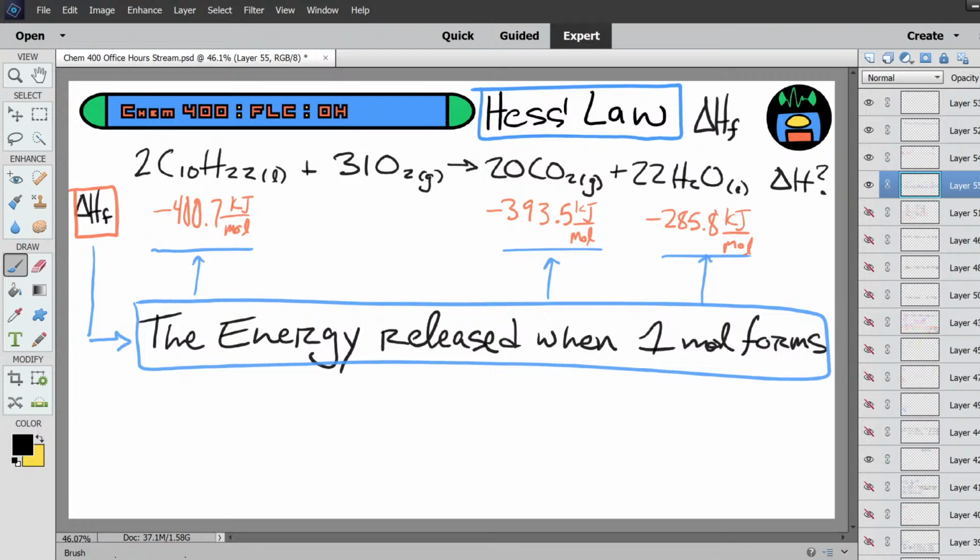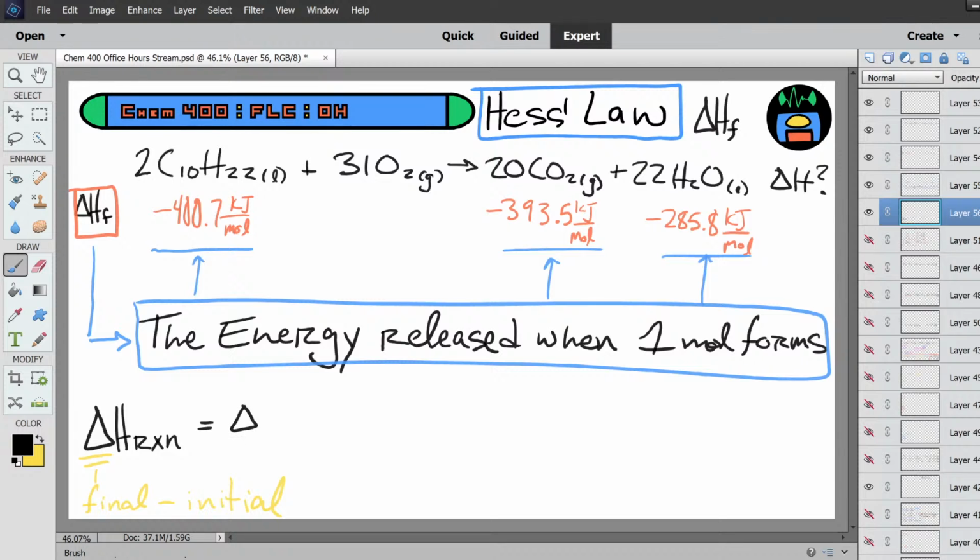So you can calculate, there we go. Sorry, it took a little while to open that. You can calculate the delta H for a reaction. Remember, delta is final minus initial. So the delta H of this reaction is the final state with the delta H of formations of the products, that's final, minus initial delta H of formation of all the reactants.